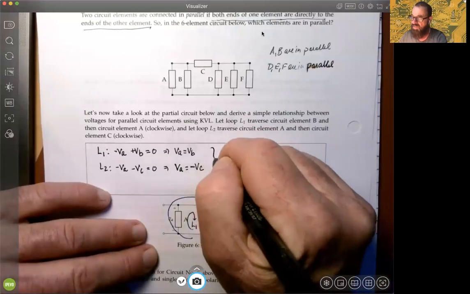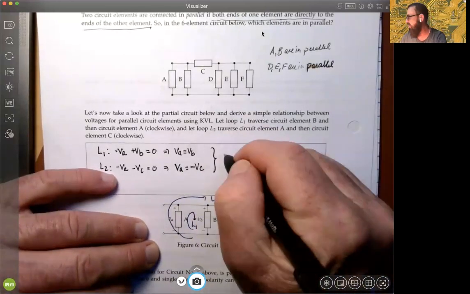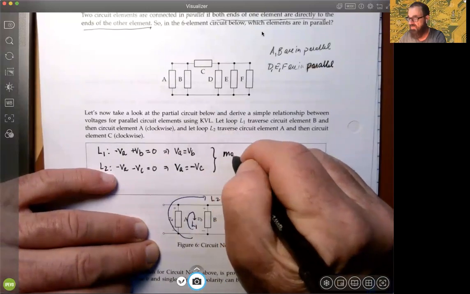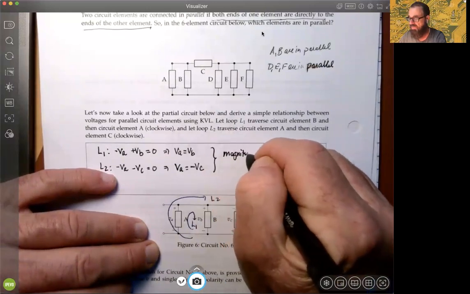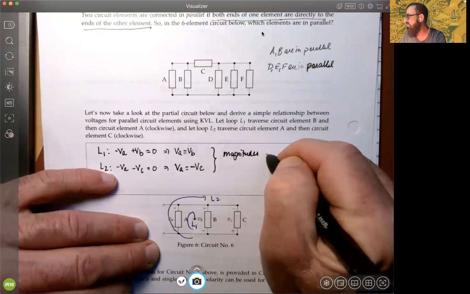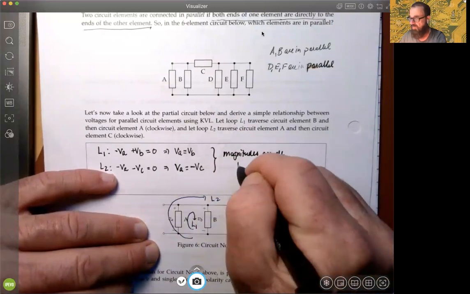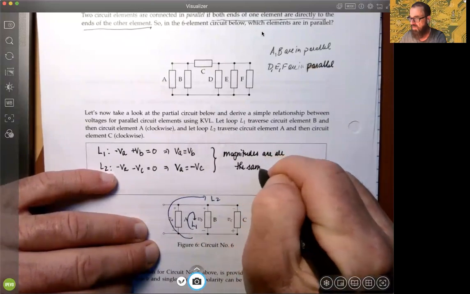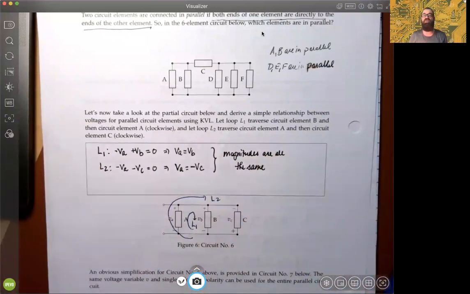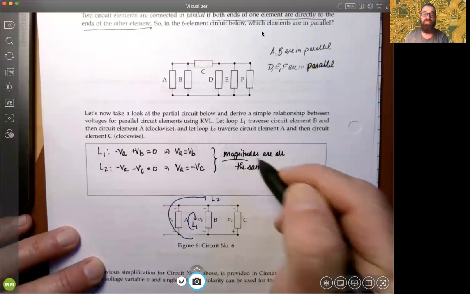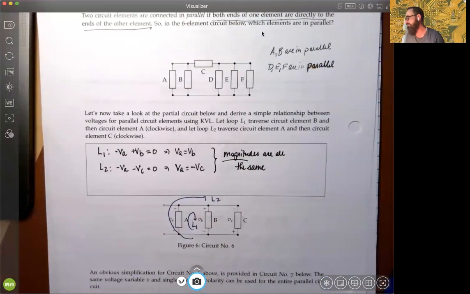But what we're noticing is that when these items are in parallel, the magnitudes, not the plus or minus, the magnitudes are all the same. So it may not be that everything has the same 5 volts. One might be 5, one might be -5, things like that. But the magnitudes will be the same if they're in parallel.